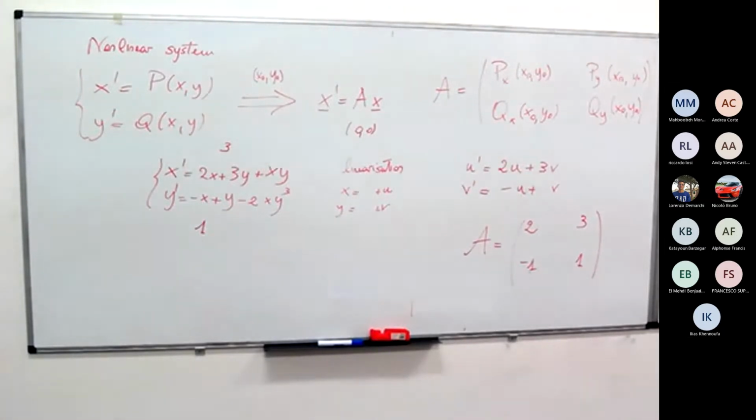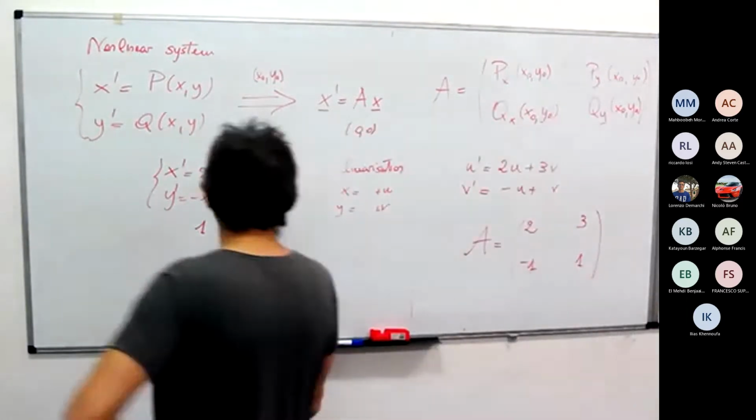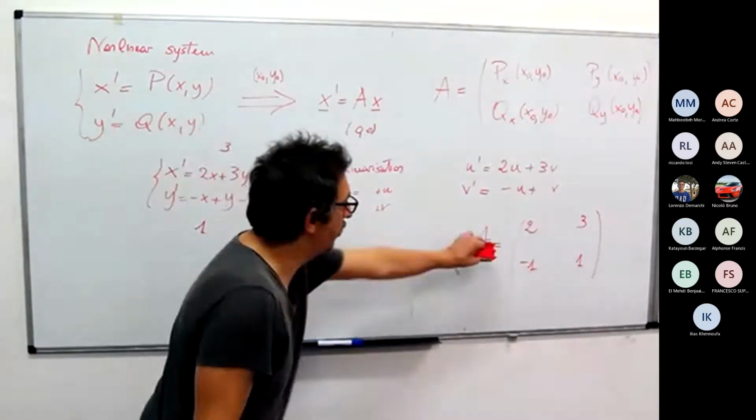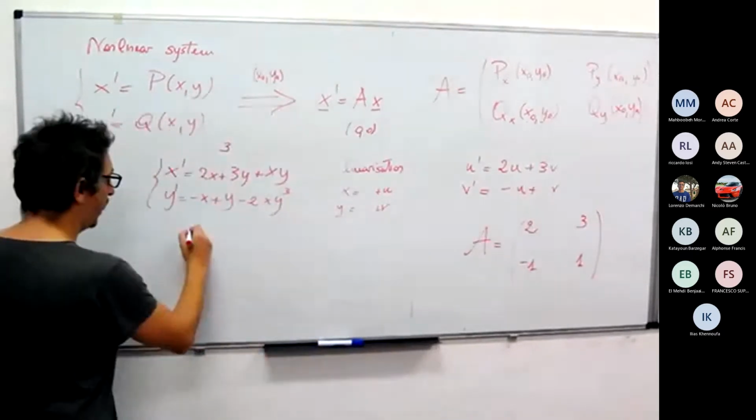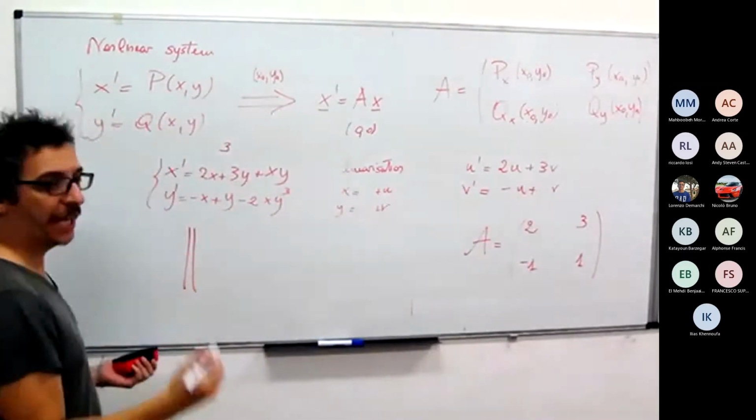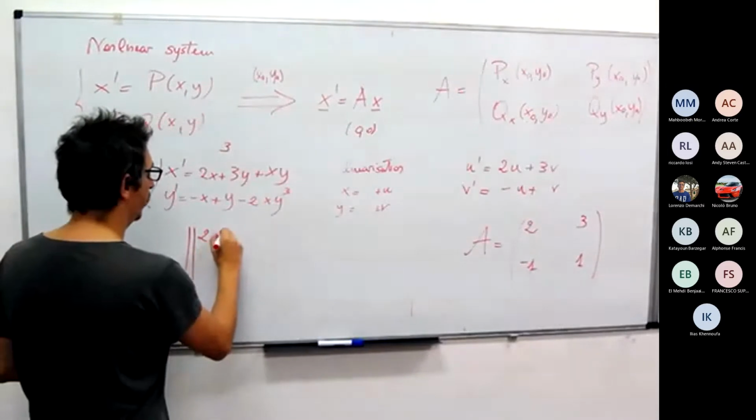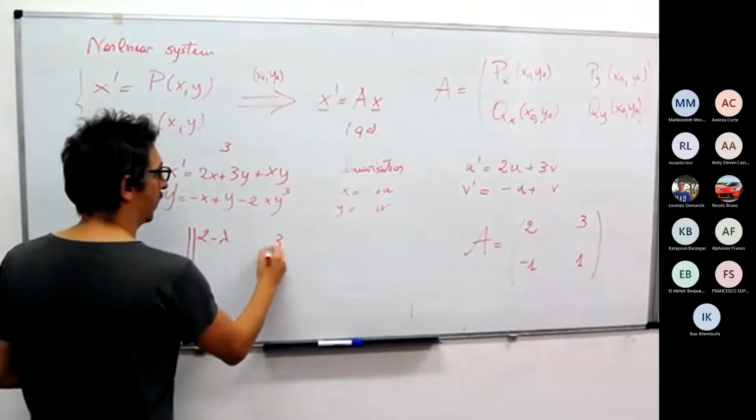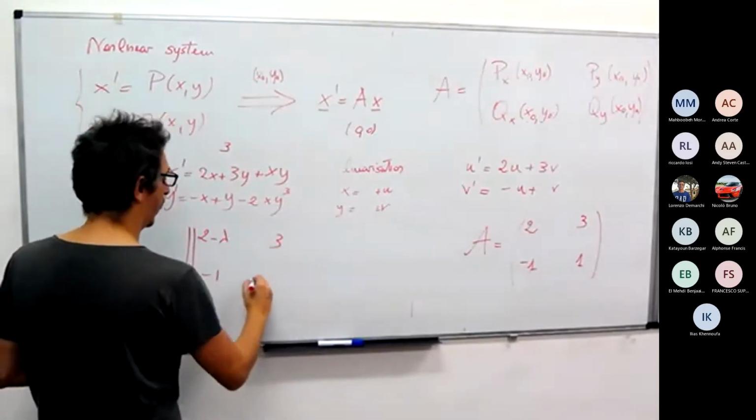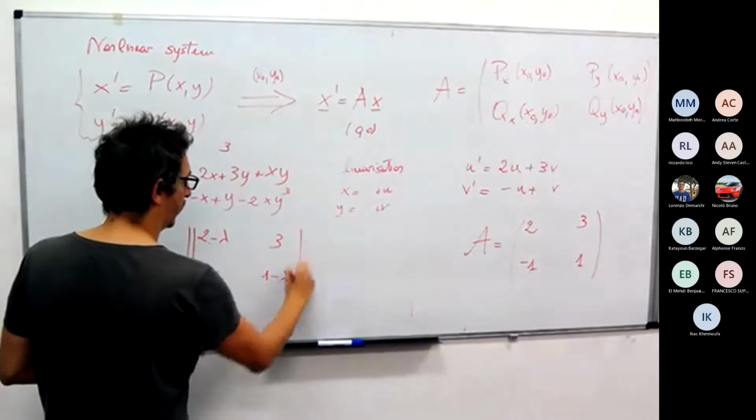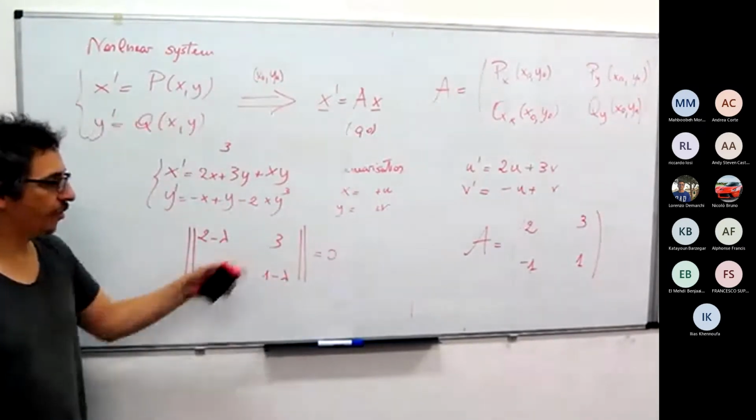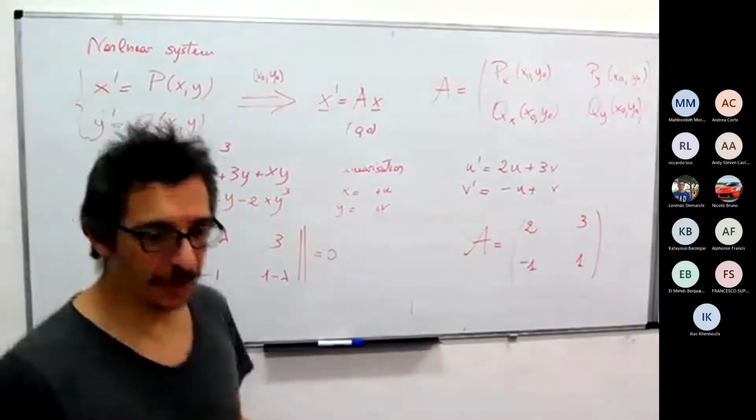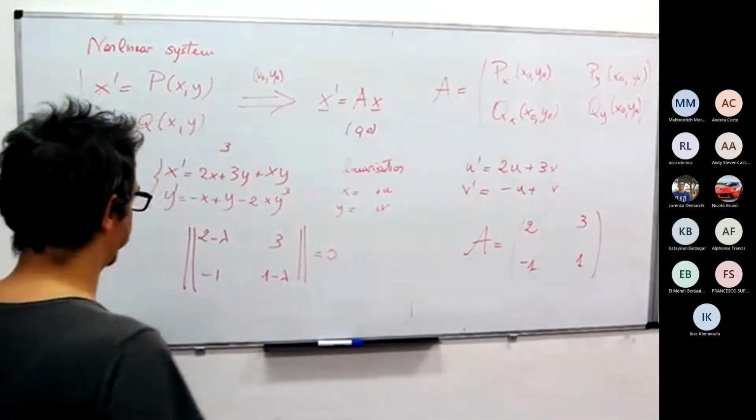Now, what I have to do is finally to find the eigenvalues of this matrix. So the eigenvalues of the matrix are given by the determinant of 2 minus lambda, 3, 1, 1 minus lambda. So determinant equal to 0 will give me the two values of lambda, which are the eigenvalues of the matrix.